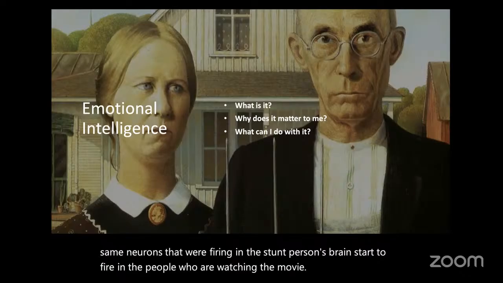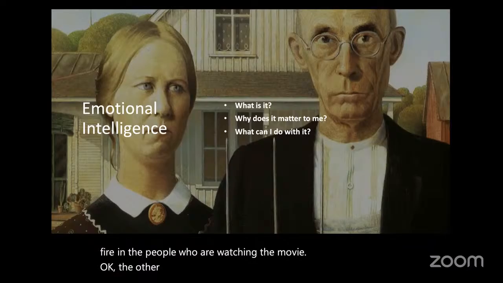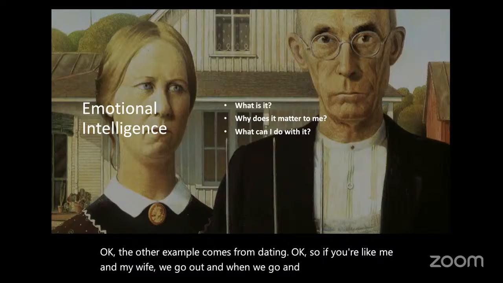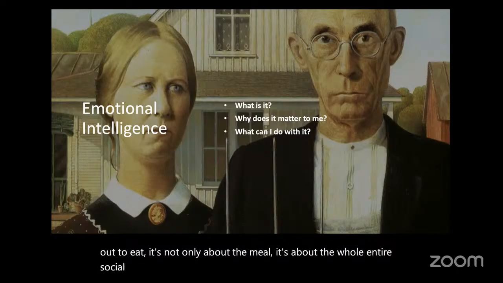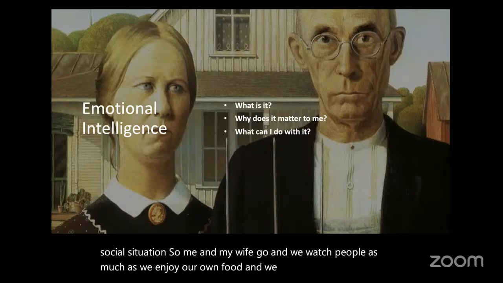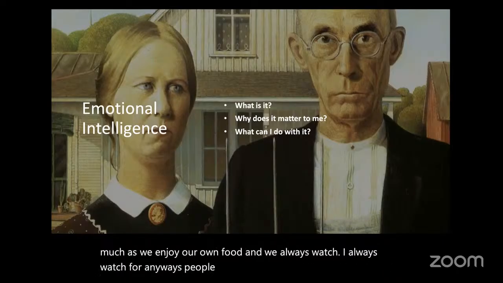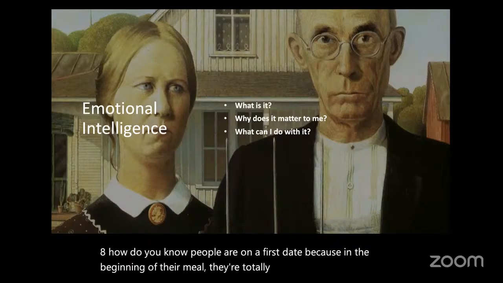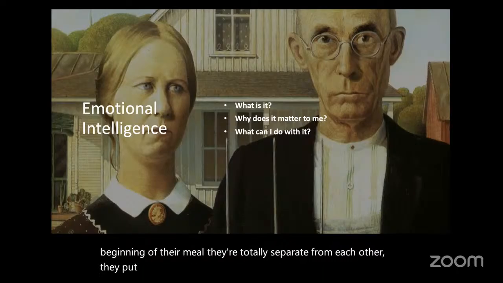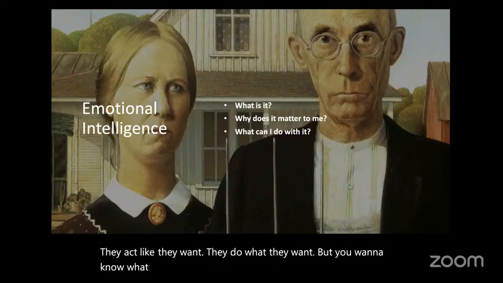The other example comes from dating. If you're like me and my wife, when we go out to eat, it's not only about the meal, it's about the whole social situation. So my wife and I watch people as much as we enjoy our own food. And I always watch for people who I think are on a first date. How do you know people are on a first date? Because in the beginning of their meal, they're totally separate from each other. They put their bags where they want them, they sit where they want, they act like they want, they do what they want.